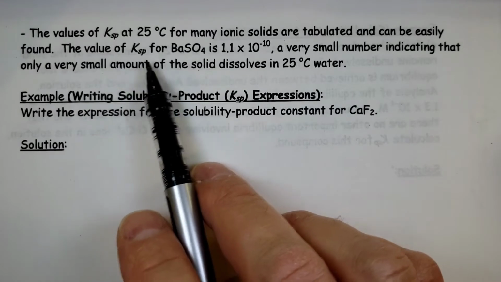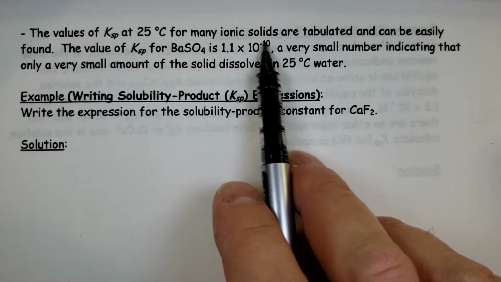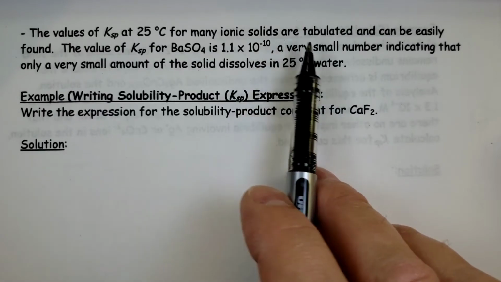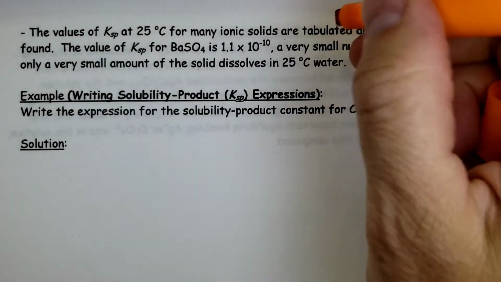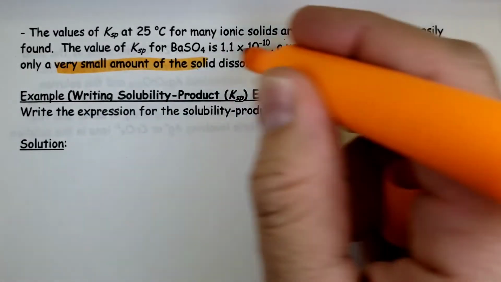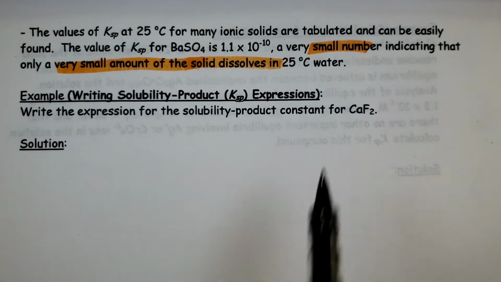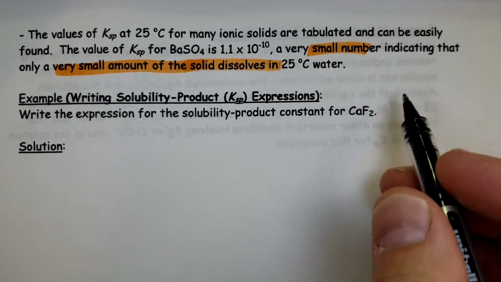So for example, the value of KSP for barium sulfate is 1.1 times 10 to the minus 10. And of course, that's a really, really small number. And that indicates that if it's a small number, that means a very small amount dissolves in water. So a very small amount exists in ion form.